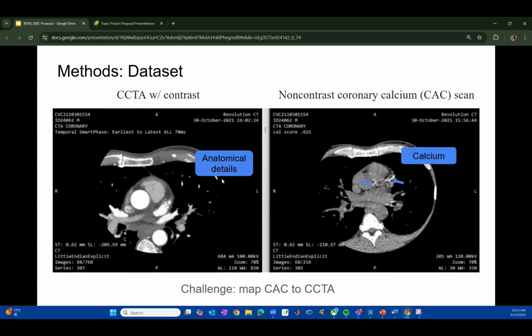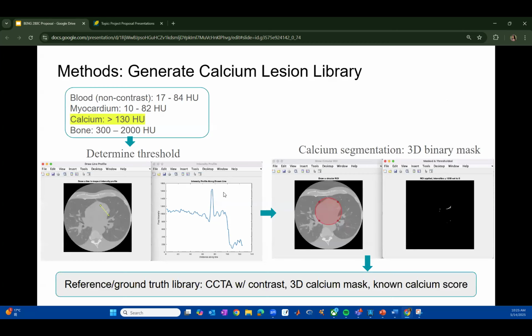So if you notice, these scans were done only minutes apart, but they do have slightly different fields of view and possibly slightly different orientations due to things like patient movement. So one challenge that we're working on is the best way to map the information from the CAC scan about the calcium onto the anatomical details from the CCTA scan. So in order to make a model that can predict simulated calcium lesions, we first need to generate a library of reference data.